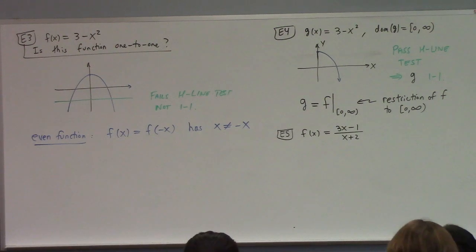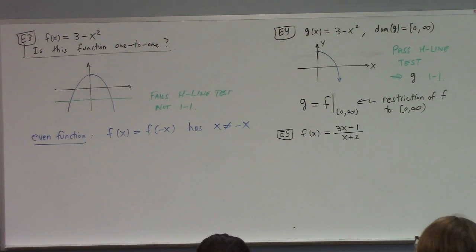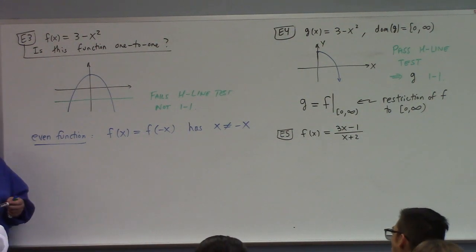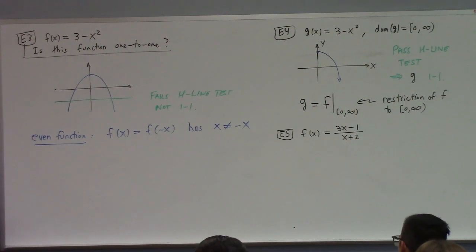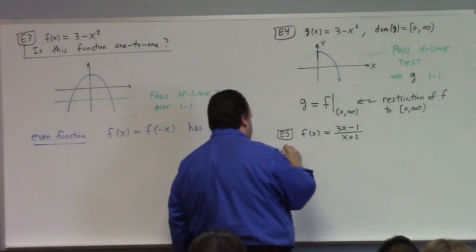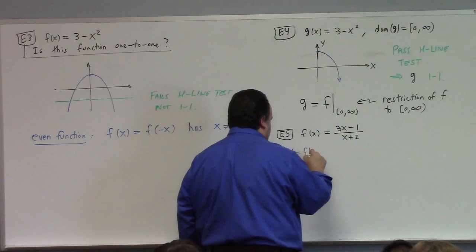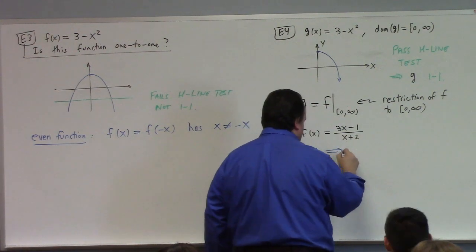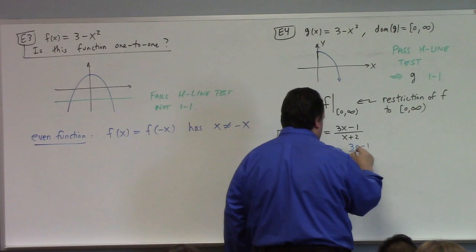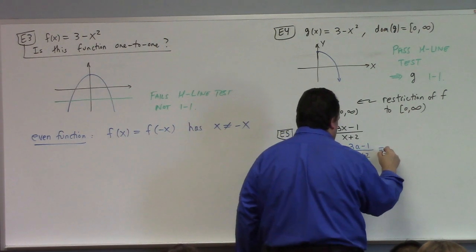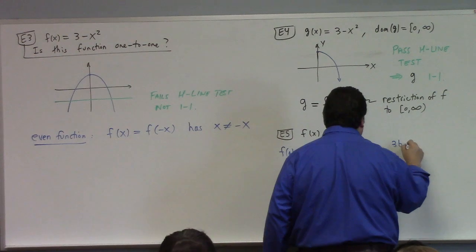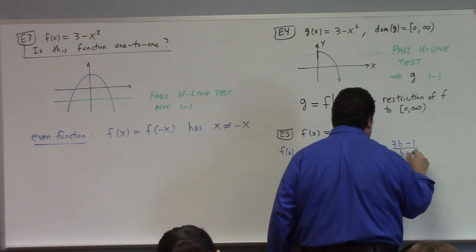Now we could graph it. We could do that, but let's not. Let's instead check if it's one-to-one by direct algebra. And so to check one-to-one by direct algebra, what we do is simply set f of a equal to f of b, and then we try to see if that implies a equals b. So let's try it out. f of a equals f of b. What's that give me? That tells me that (3a minus 1) over (a plus 2) is equal to (3b minus 1) over (b plus 2).